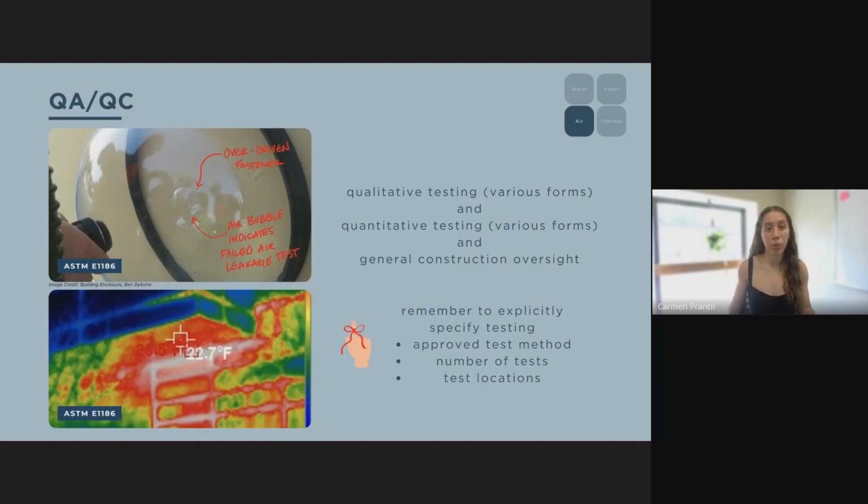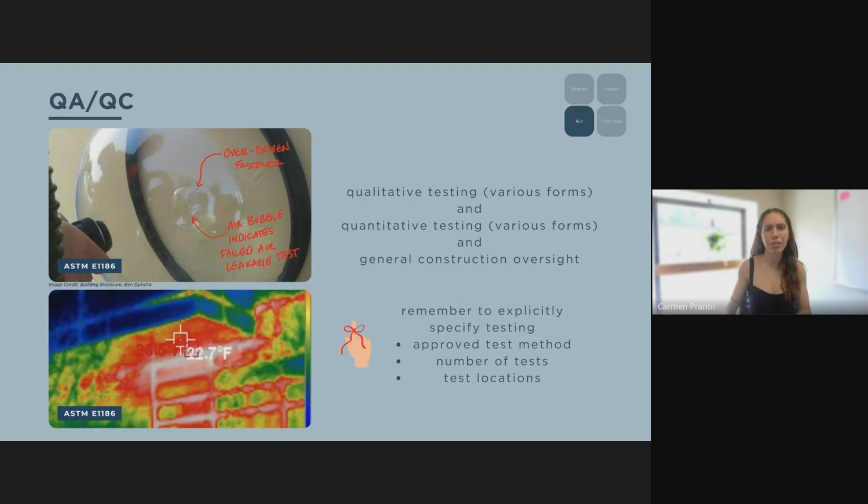And then we also have some quantitative tests that we can do. This would be things like field testing of a specified product or whole building air leakage testing, which, as I mentioned previously, is one of the pathways that you can show compliance with the current energy code if we're not going to go that kind of design and showing in every detail the continuity. And similar to what I mentioned in the QA/QC for the water barrier, what we want to do here is explicitly specify the testing requirements in our documentation. That would, again, be test method, number of tests, location, things like that.